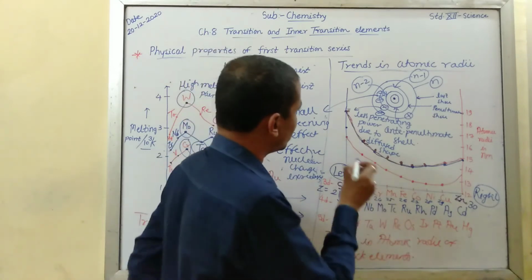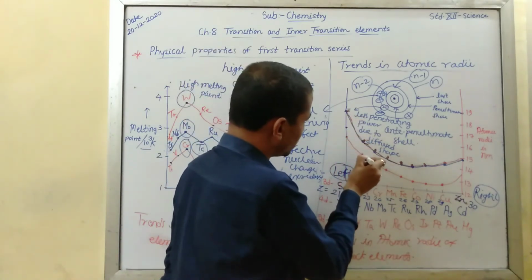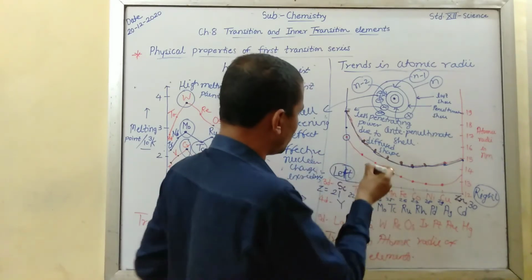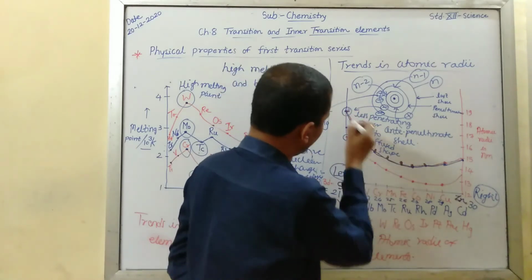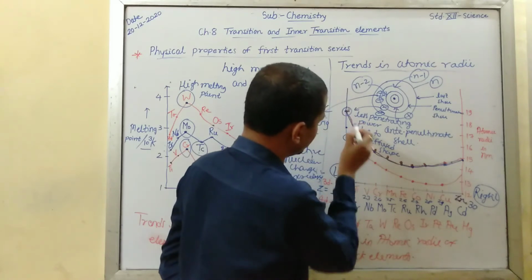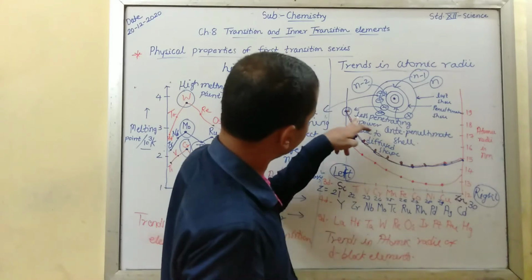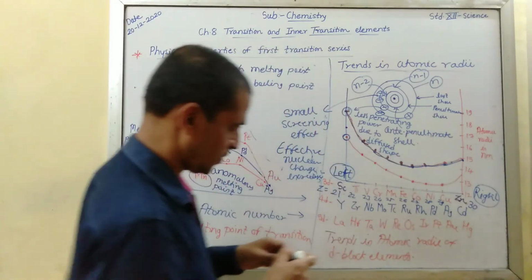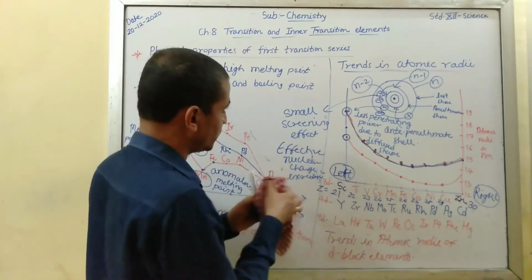Now see here. The elements belonging to first transition series have less or small atomic size as compared to the second and third transition series. See this order. The size goes on decreasing for the second and third transition series, and for the first transition series size goes on decreasing. And see, second and third have similar atomic size. I hope you understood this.